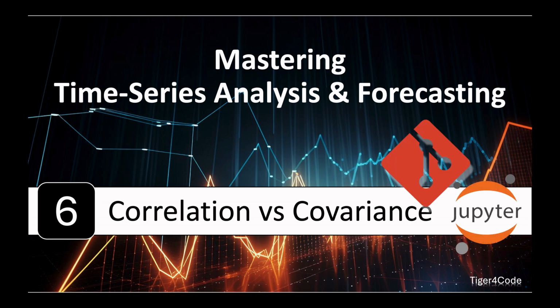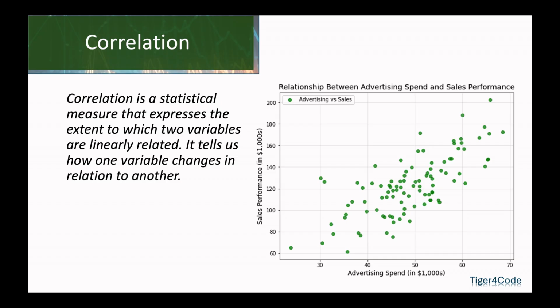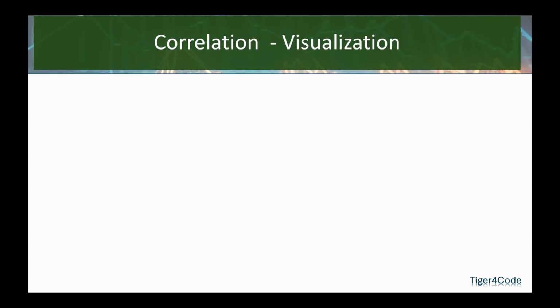Now, let's get started. Correlation is a statistical measure that indicates the extent to which two variables are linearly related. It shows how changes in one variable correspond to changes in another. In simple terms, correlation tells us whether and how strongly two variables are connected, helping us understand the relationship between them. The value range of correlation coefficient lies between -1 and 1.